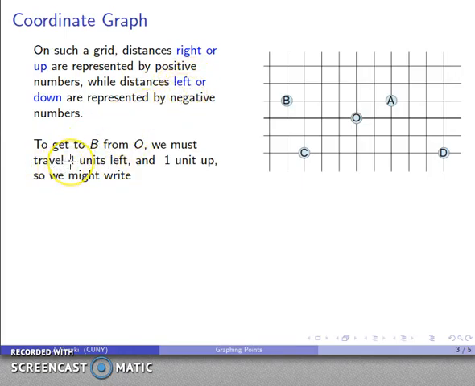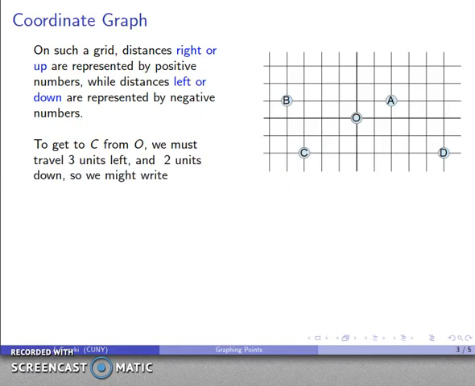4 spaces, up 1, so I have to travel left 4, 1 up, and because I'm traveling left, that's a negative amount, so this 4 units, I'm going to write as negative 4, 1 unit up. And so I could write this as negative 4, 1. So that negative says I'm going left 4 units, and the 1 positive says I'm going up 1 unit. So I'm going back 4, up 1.